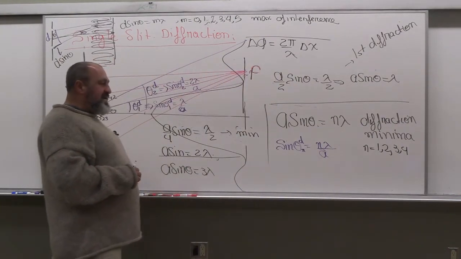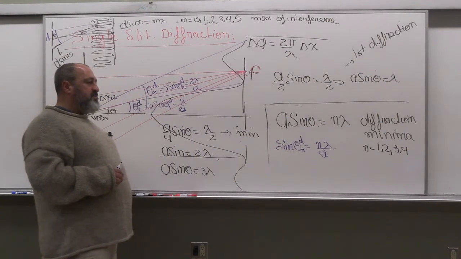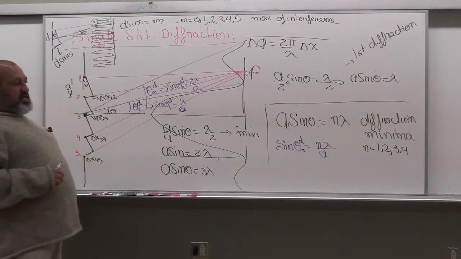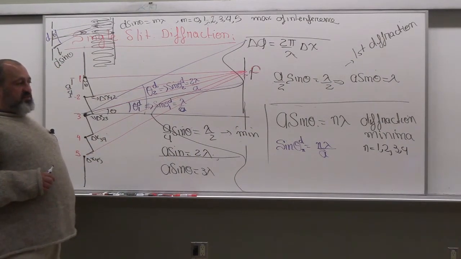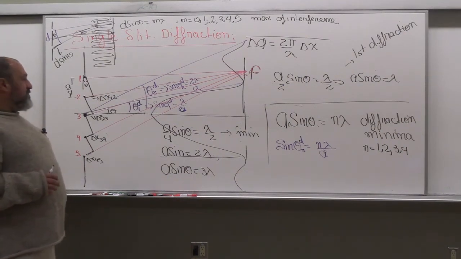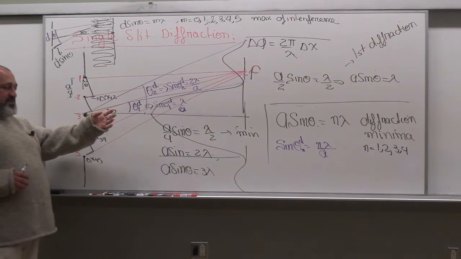So you can now begin to see what's going to happen when we have two slits. You'll need another bit of information before we get there, but you can kind of tell what's going to happen, more or less, if I put another slit here, two slits.